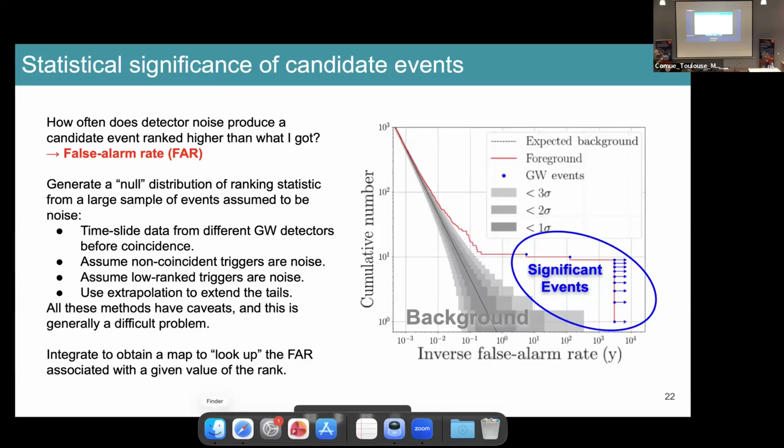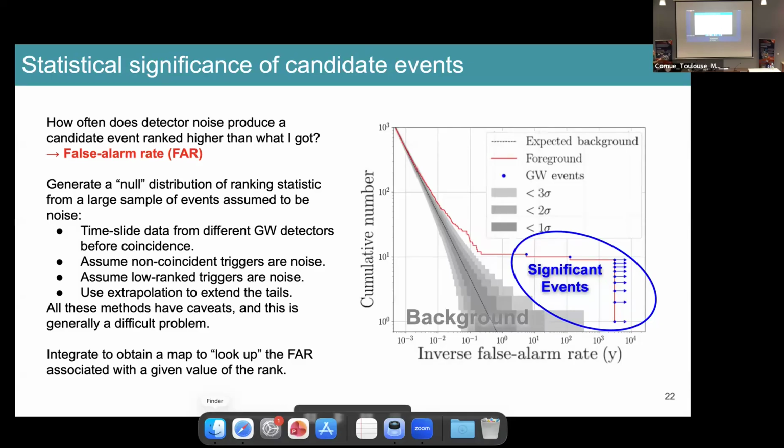Another way is, for example, we can assume that the triggers that we see only in one detector are always noise. And this is another way, but of course, this also has caveats. This is, in general, a difficult problem, but we can do it. And then we make a plot like this, where we have the false alarm rate of our candidates on the x-axis and the number on the y-axis.